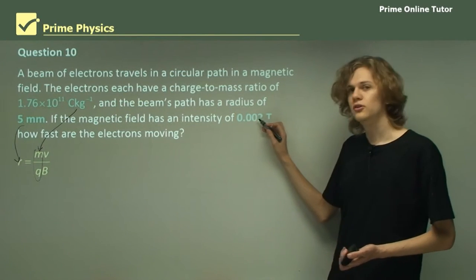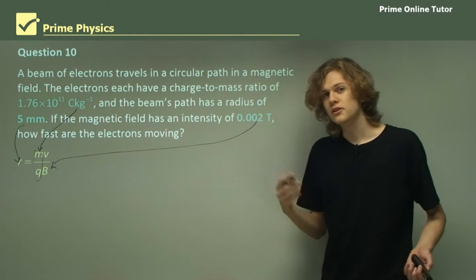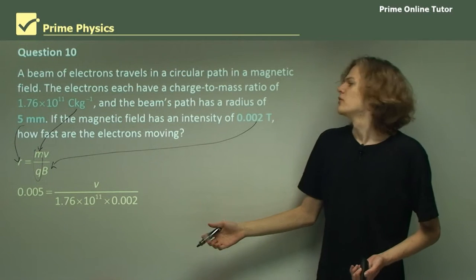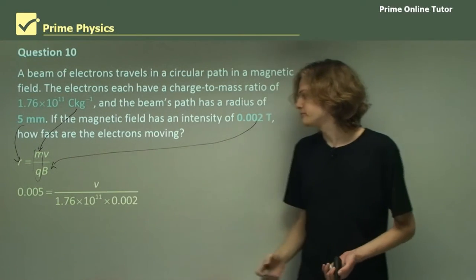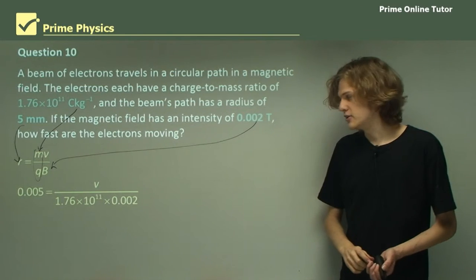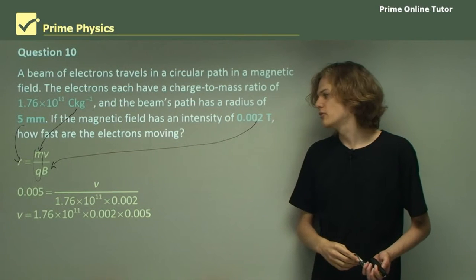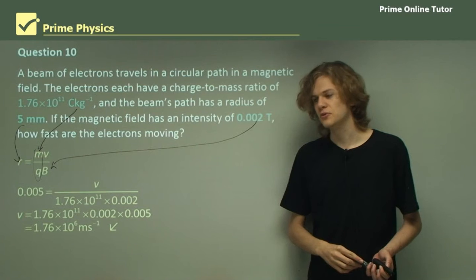The magnetic field strength is, of course, just substituted for B. After putting these values into the equation, it becomes something like this, where, of course, 5 millimeters has become 0.005 meters. Rearranging the equation, we have this expression, which allows us to find the speed of the particle being 1.76 times 10 to the 6 meters per second.